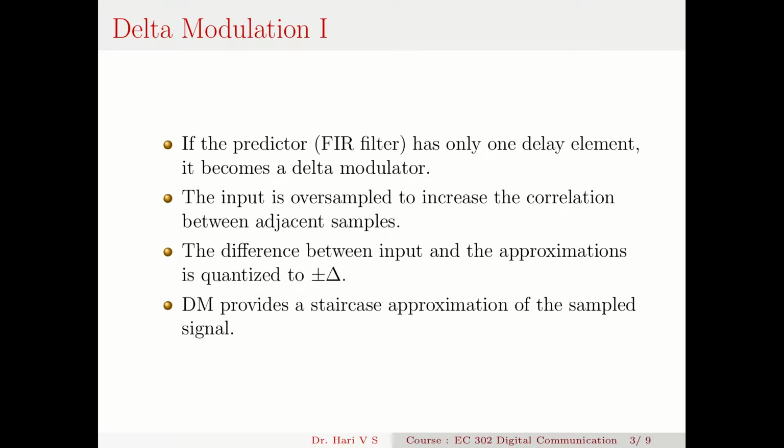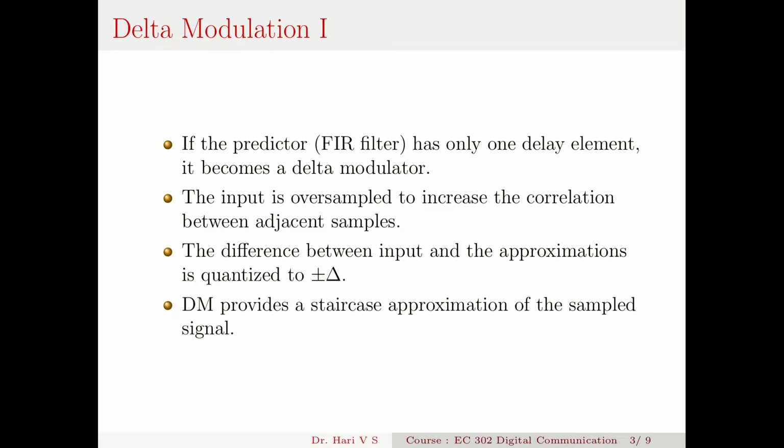Delta modulation is nothing but a small variation in the DPCM system we have seen. In this, the cornerstone of a differential PCM system is a linear predictor, which is nothing but an FIR filter. If that FIR filter has only one delay element, just one delay element, then it becomes a delta modulator.